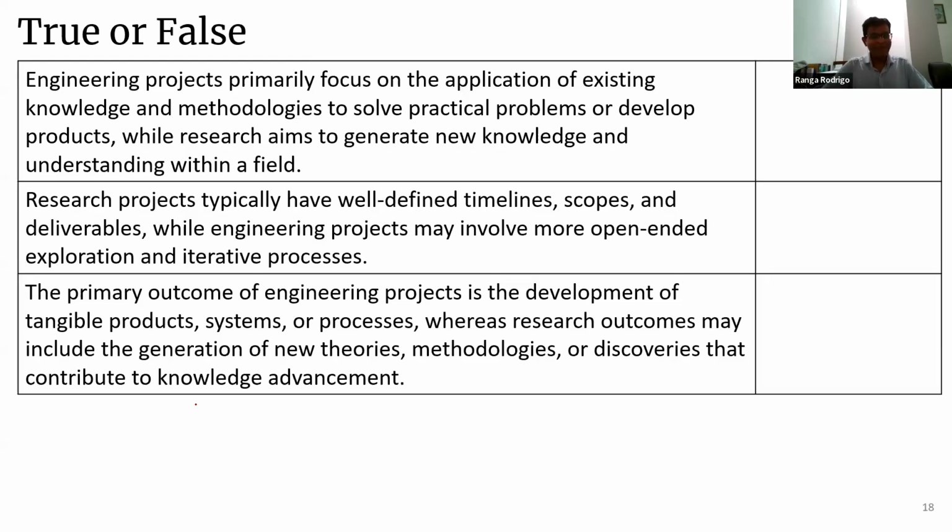The next question: the primary outcome of engineering projects is the development of tangible products, systems, or processes, whereas research outcomes may include generation of new theories, methodologies, discoveries that contribute to the knowledge advance. That's true. So here are the answers. I wrote engineering because that is what I know, but maybe this is applicable to your own fields also.